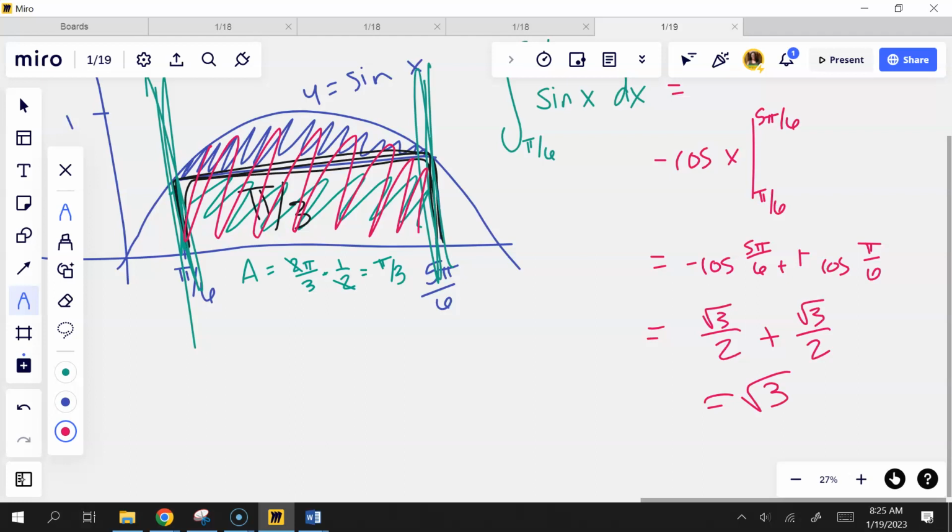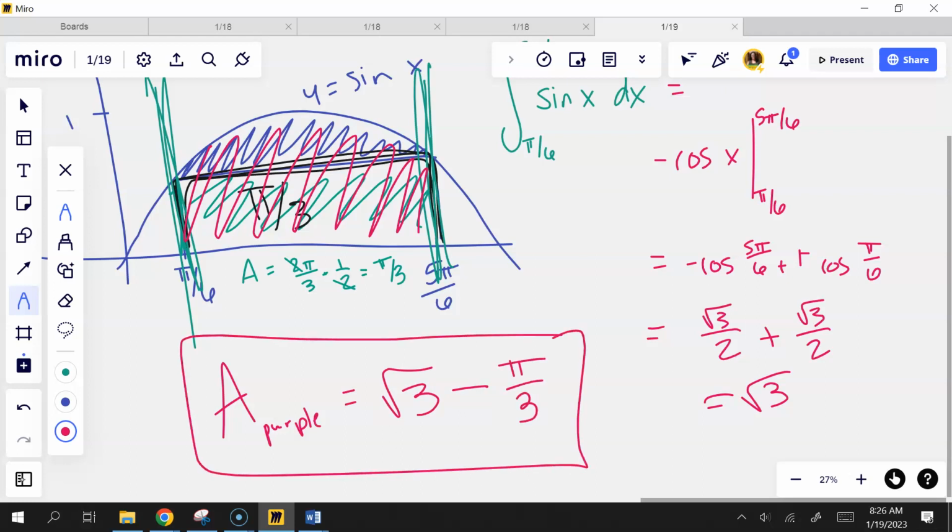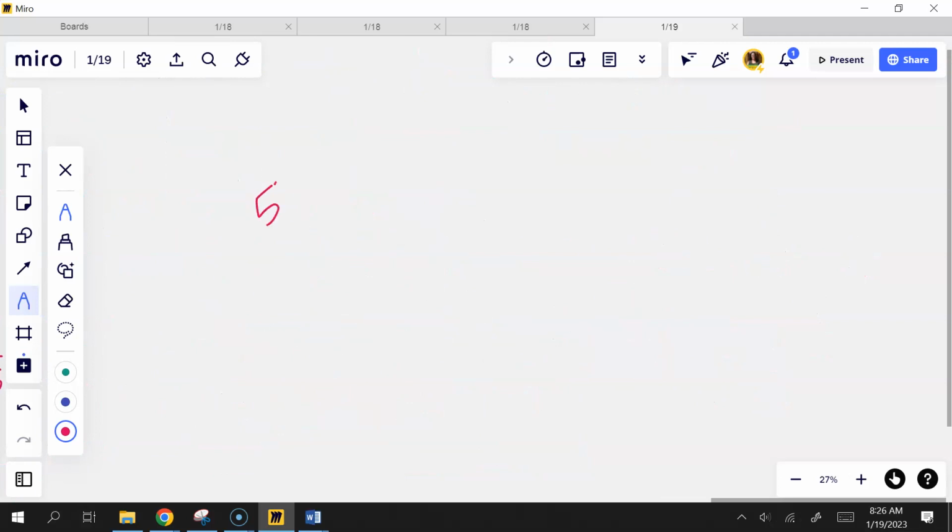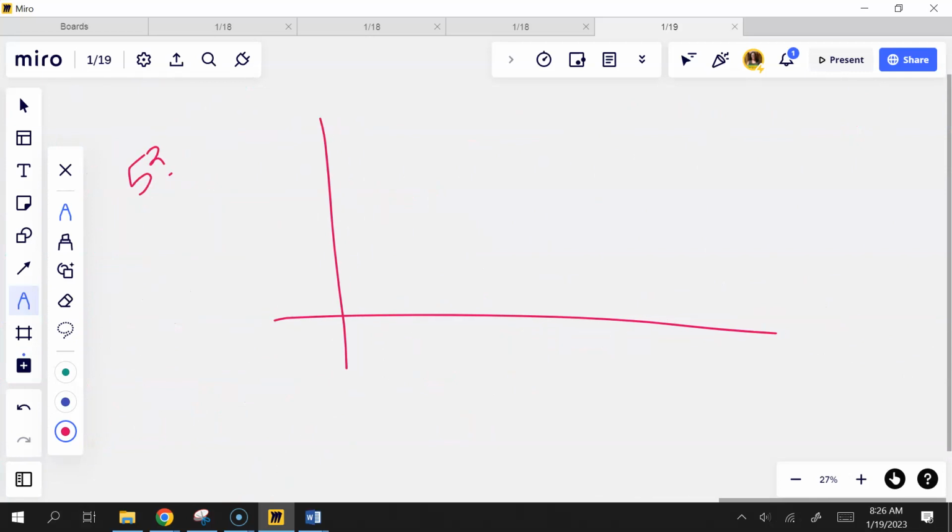Minus that area to start with. So the area, I'm going to call it the purple area, is going to be square root of 3 minus pi over 3. That makes sense? That's the hardest one as far as shapes, I think. 53 gives you a shape that looks like this, and I'm not going to do it for you, but we'll just talk through. You need me to go back?